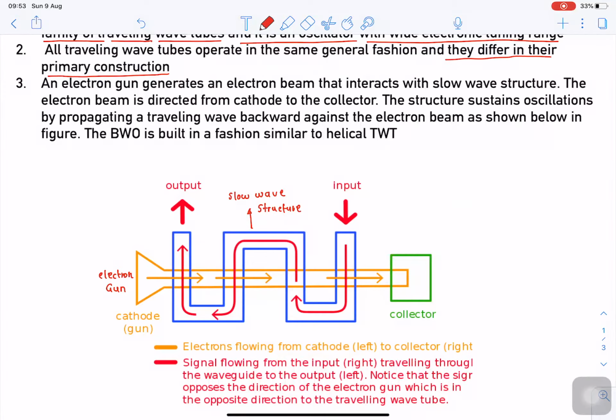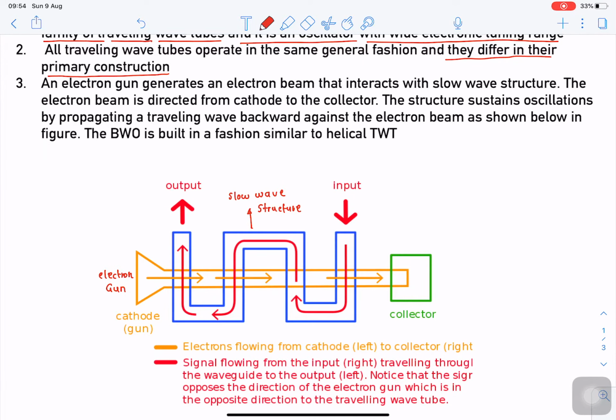When the electron beam gets developed, the electrons will start interacting with the slow wave structure, right? The electron beam is directed from the cathode to the collector. The collector is on the right hand side. The structure is going to sustain oscillation by propagating a traveling wave backward against the electron beam, as shown below in the figure.